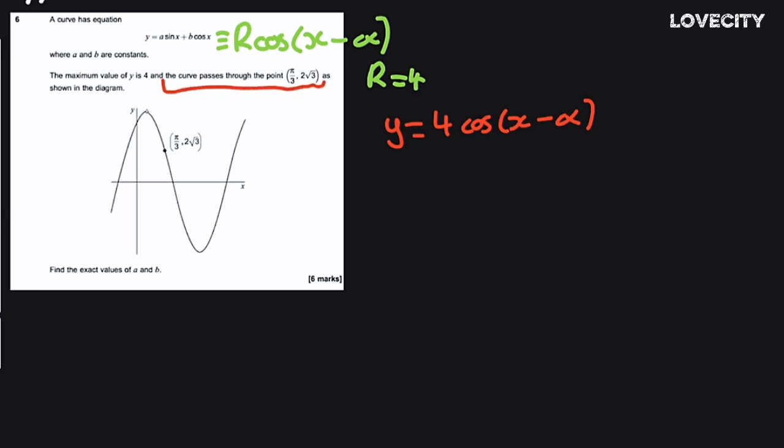Now you should also look for stuff on the graph. They haven't labelled anything, but you should look for things like crosses through the origin or maximum points that are labelled on. You should look for this stuff because potentially it will be useful, potentially will be needed. So we're told it goes through a certain point, so let's sub this point in. So when y is 2 root 3, x is pi over 3.